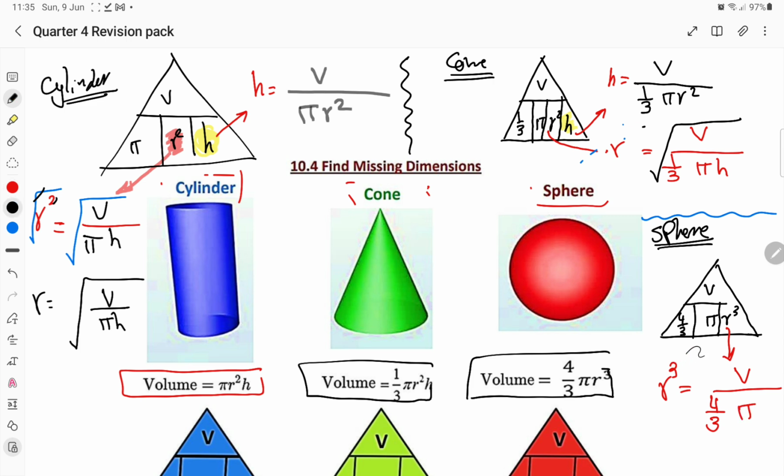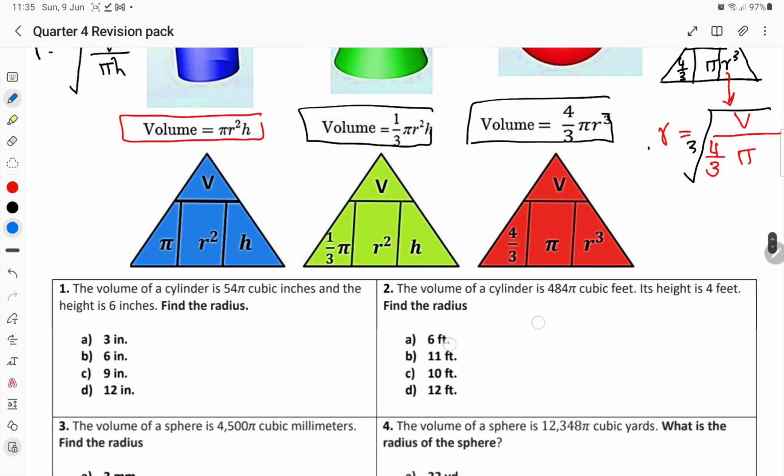Again, how do you get rid of the power 3? Cubic root left and cubic root right. So what's going to happen? The power 3 is going to cancel with the root. So it becomes radius equal to the cubic root of volume over 4 over 3 pi. Mister, how can I write this root on the calculator? Shift root. That's it. Very good.